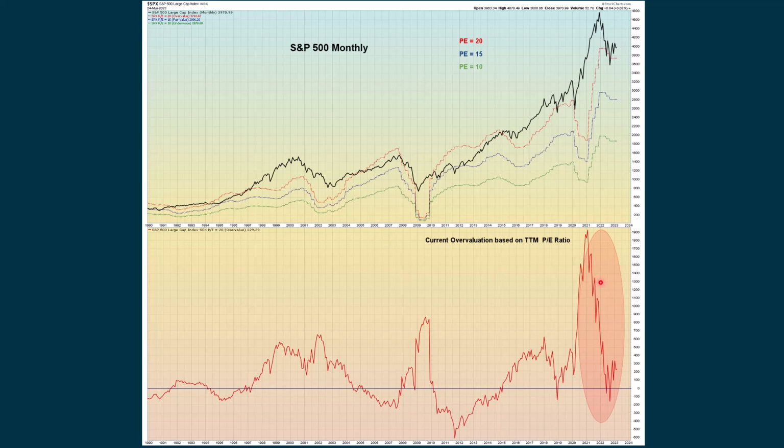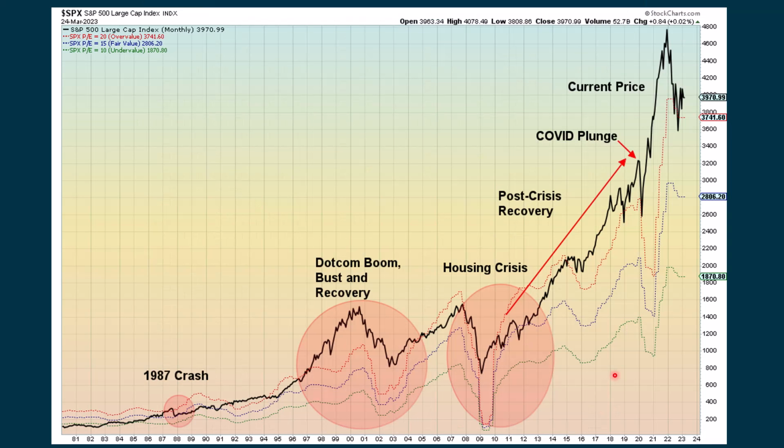Down below, this is the spread between the current price of the S&P and the red dashed line, and we're above this zero line, even though we have been coming down a little bit lately. The market on a historical basis is still considered to be expensive. This is another chart showing that same thing, but going back to 1980 and different events that have happened, you can see how the valuations were during those times.